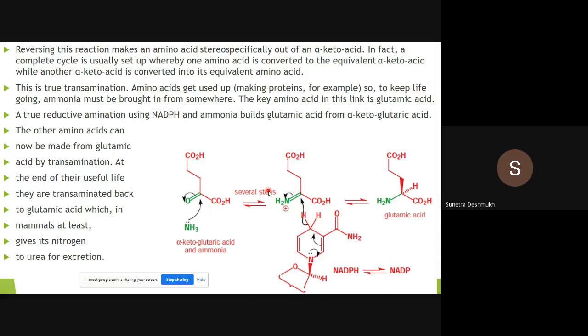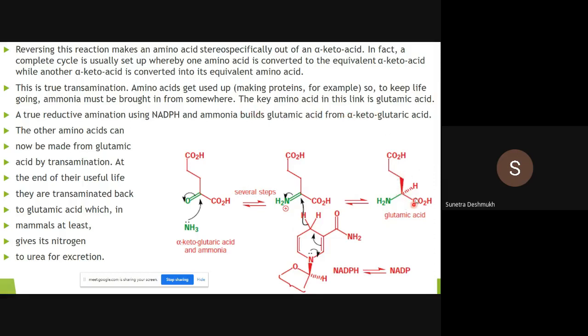Okay, so in fact a complete cycle is usually set up whereby one amino acid is converted to the equivalent alpha keto acid, while another alpha keto acid is converted to its equivalent amino acid. Okay, so everything is related. We are revolving around different amino acids. Here is glutamic acid. This is true transamination. Amino acids get used up making proteins, for example. So to keep life going, ammonia must be brought in from somewhere. Okay, the key amino acid in this link is glutamic acid.